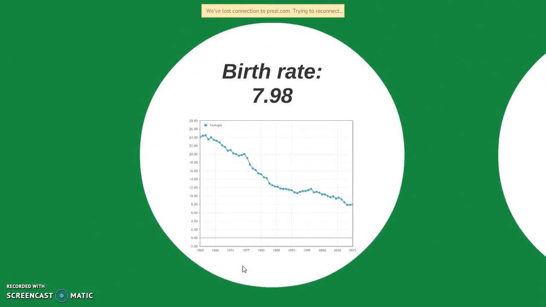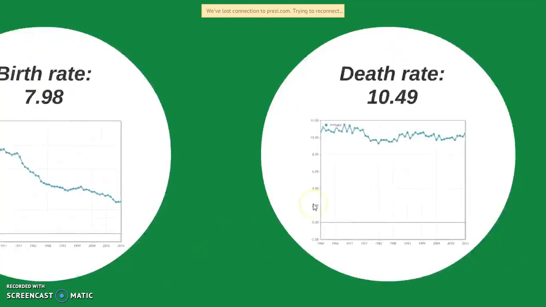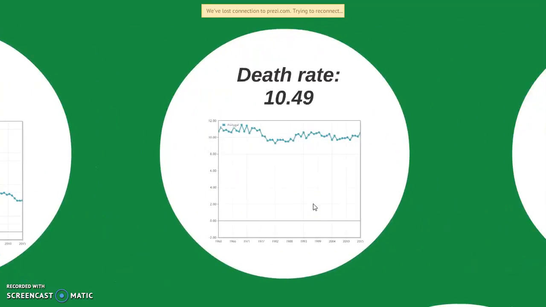These are the HDI indicators of Portugal, the human development. So we can see the birth rate is 7.98, and since 1960, we see it's a pretty drastic decrease. The death rate is 10.549. We can't really predict the direction in which Portugal's death rate is heading, whether it's increasing or decreasing, as it's relatively been the same since 1960.